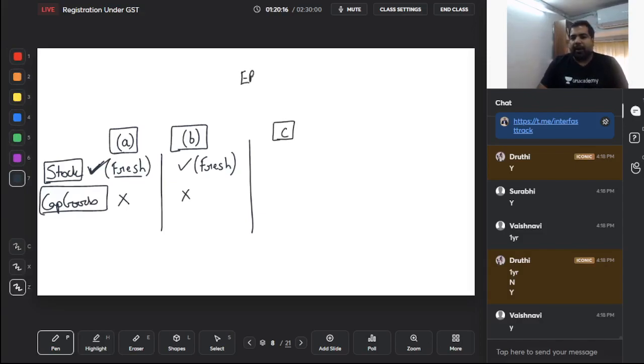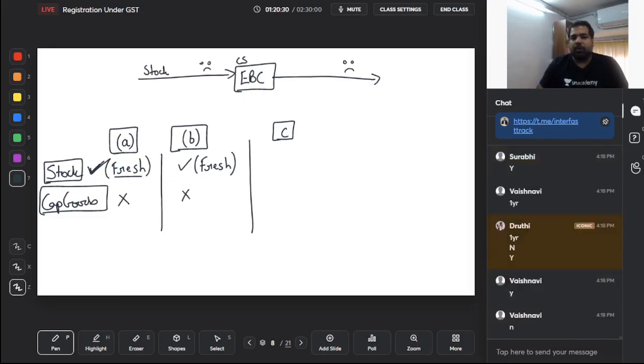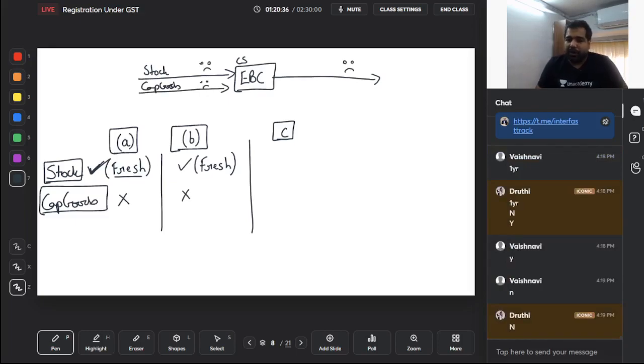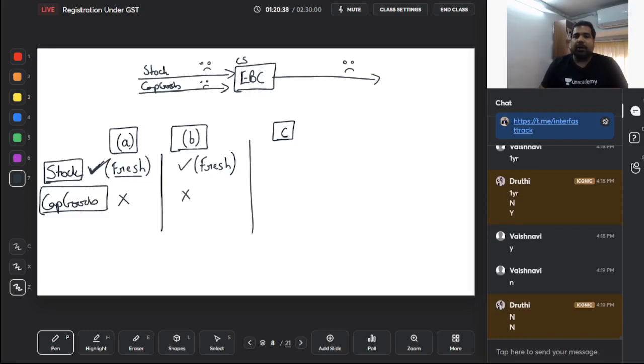Guys, electric bike company was in the composition scheme, paying 1% GST. Is the government happy? No. So will they get ITC on the stock or on the batteries they purchase? No. But what about the capital goods? Will they get credit on the capital goods? No, guys, because you're just paying 1%. Why should I give you credit, guys?